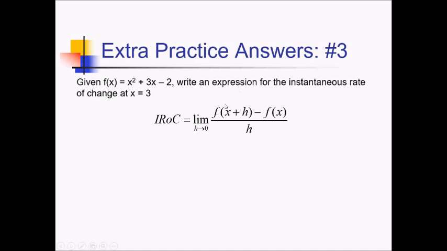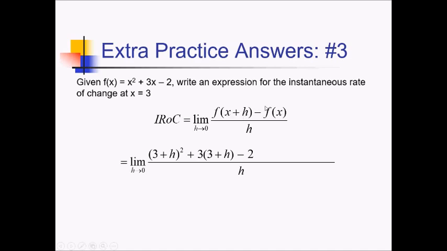So let's start by applying this f of x plus h. So I'm going to be plugging x plus h in for x, but now x has a value of 3. They said x is 3. So I'm going to be replacing all of the x's in here with 3 plus h's. So instead of writing x squared, I'm going to write 3 plus h squared. Instead of writing 3x, I'm going to write 3 times 3 plus h. And then minus 2 is still there. That hasn't changed. So that was f of x plus h, or f of 3 plus h in this case.